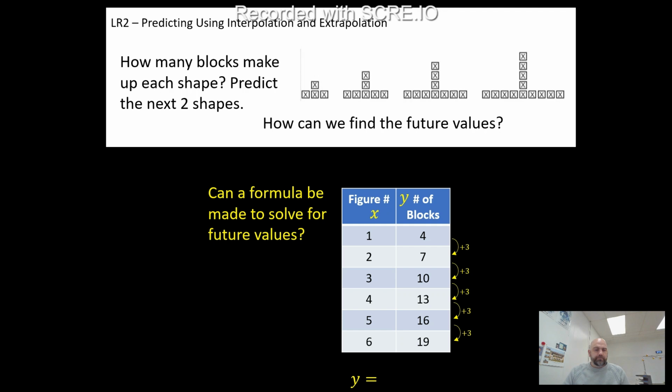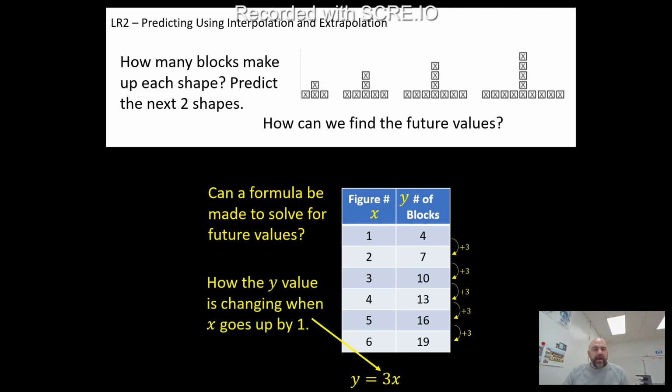All right. Well, the first thing is we need to multiply the x value by how much the y is going up by each time. So we're going to multiply the x by 3, or 3 times x. It's just whatever it's going up by each time. So look at the y, it's going up by 3 each time. So we multiply the x value by 3. Okay, so that is how the y is changing when x goes up by 1. Each time x goes up by 1, y goes up by 3. So we've got to multiply the x by 3 to make up for that change.